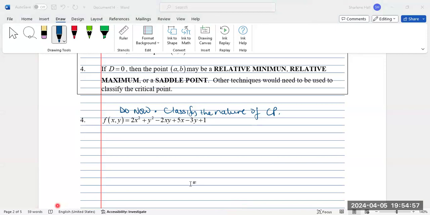If you get the simultaneous equations, try to solve them to find the critical point or points, and then let me know.